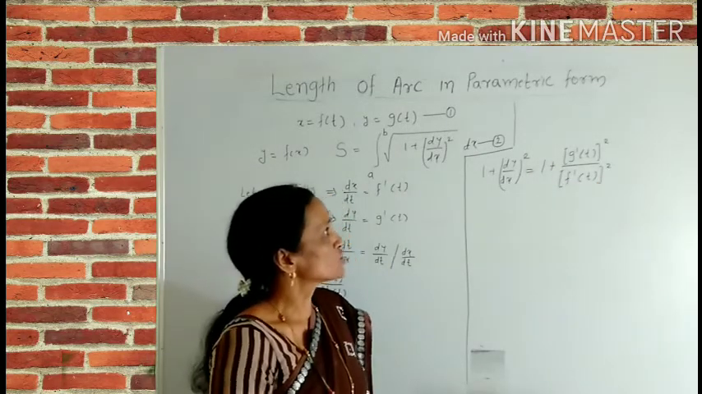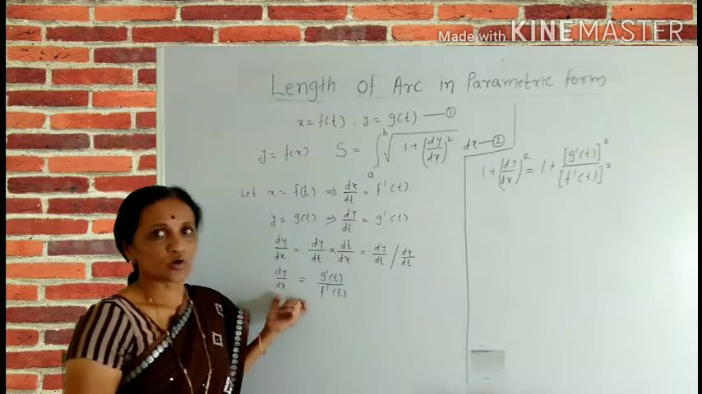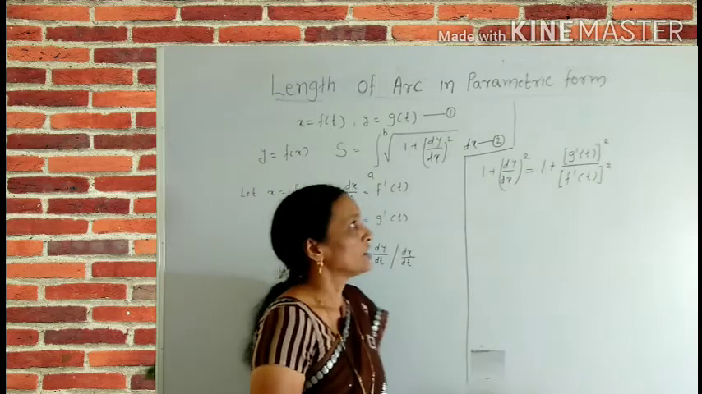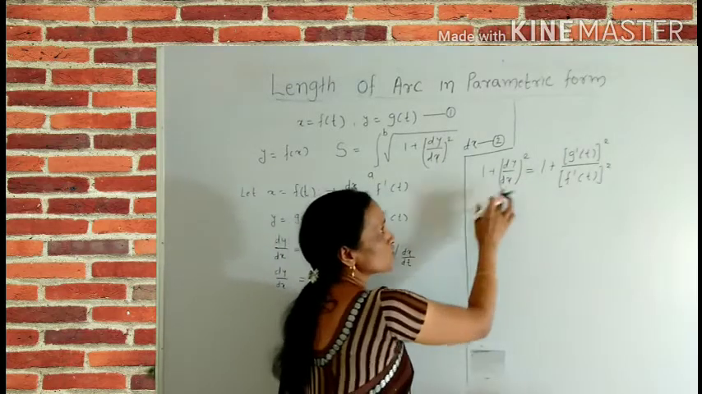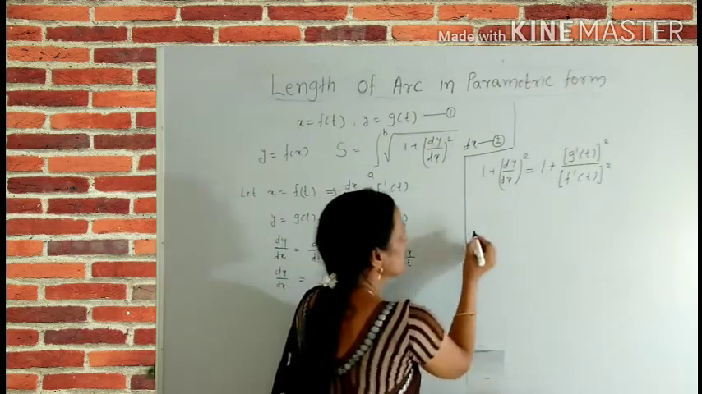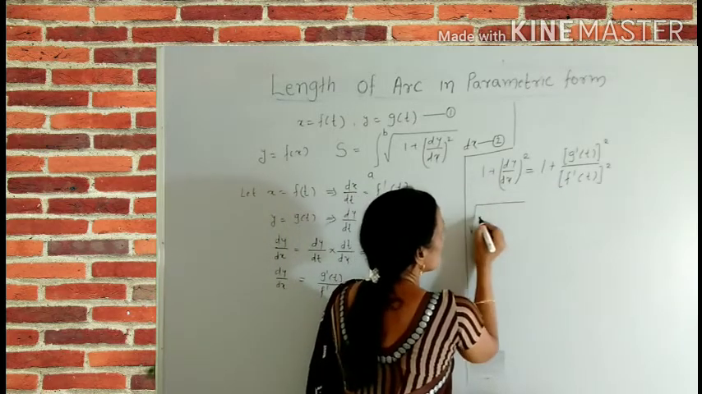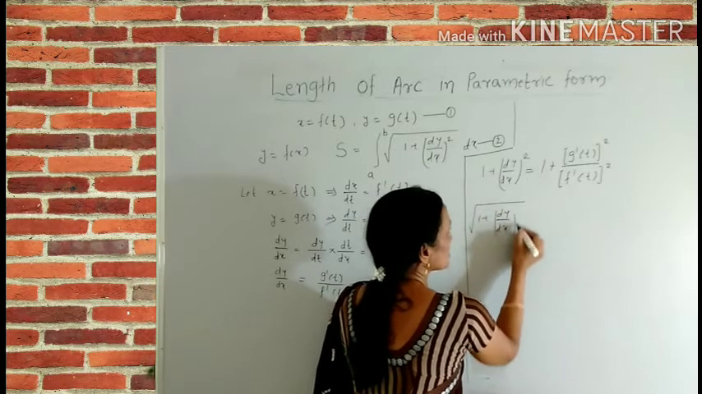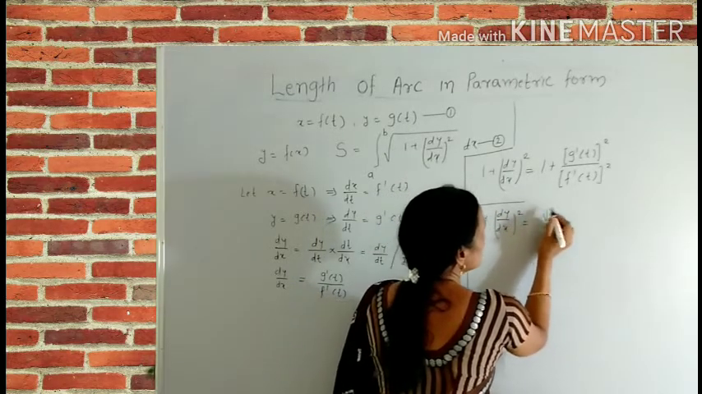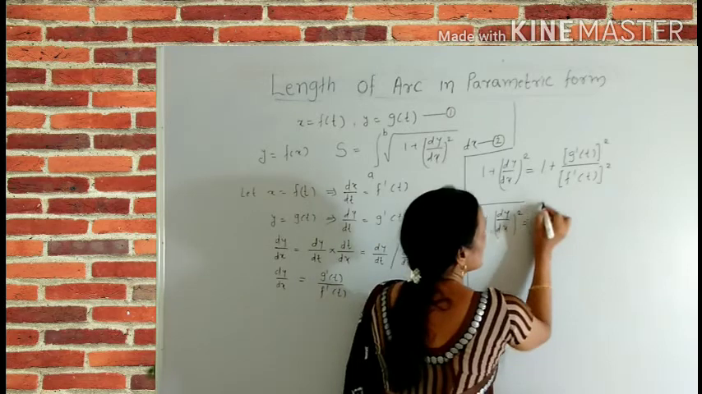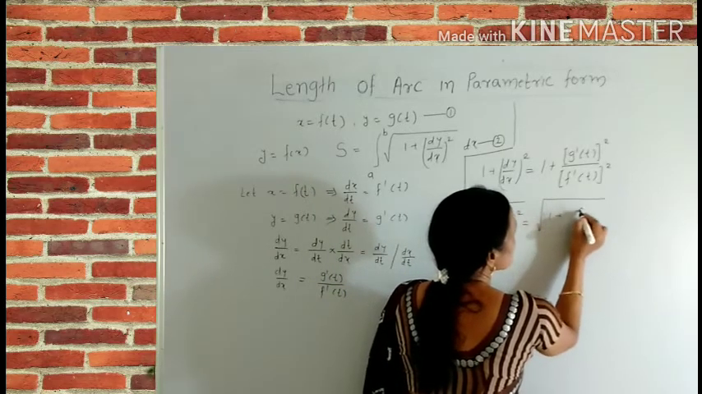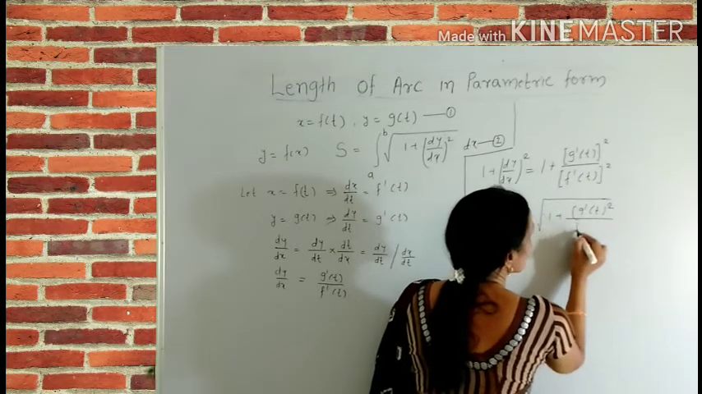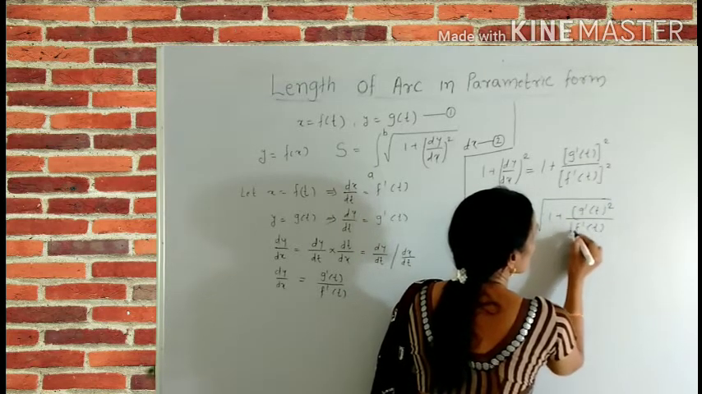By taking the square on both sides of this equation and putting this value here, we get this equation. Now, taking the square roots on both sides, we get the square root of (1 plus (dy/dx) squared) is equal to the square root of ((1 plus g dash t) squared) divided by (f dash t) squared.